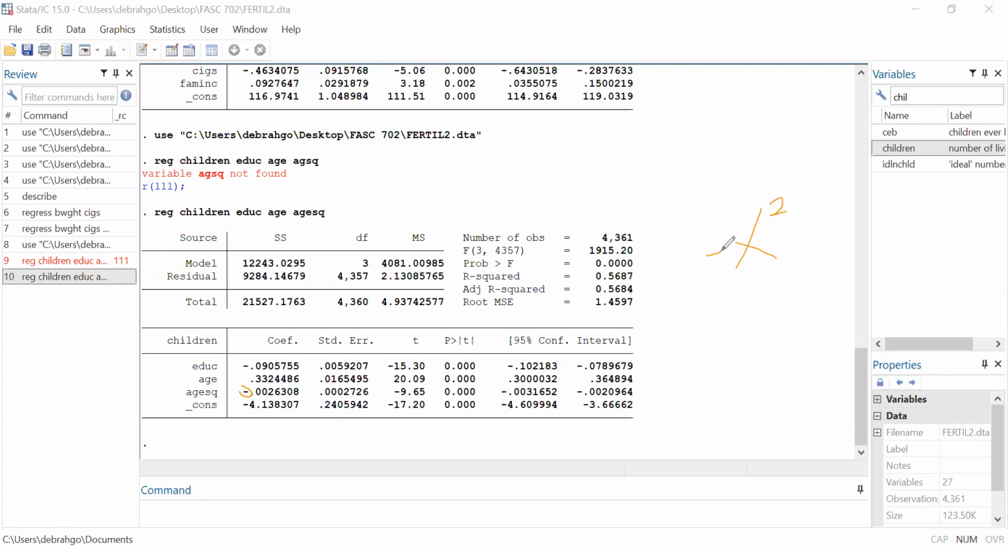Once I put the negative here, it becomes N shape. And when I take off the negative, it becomes U. So the negative confirms the idea that we are expecting something like this.